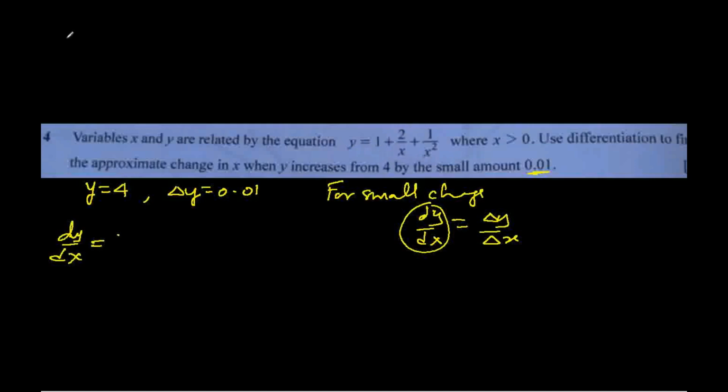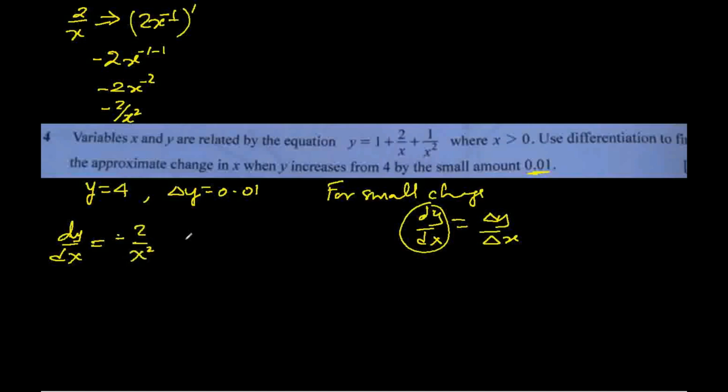Differentiation of 2 over x. Let me write here, 2 over x can be written as 2x to the power minus 1. And now if I differentiate this, this minus 1 goes and comes in front and multiplies with 2. We get minus 2, and then this exponent goes down by 1. So we get minus 2x to the power minus 2, or minus 2 over x square. That is the first differentiation part, minus 2 over x square. So this was 0, this is done.